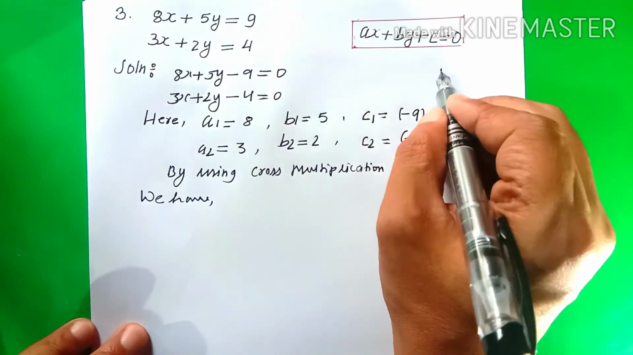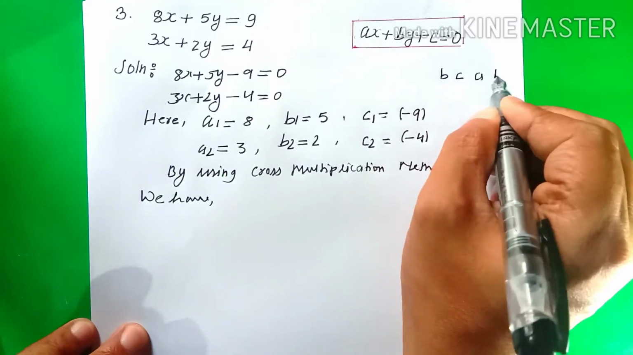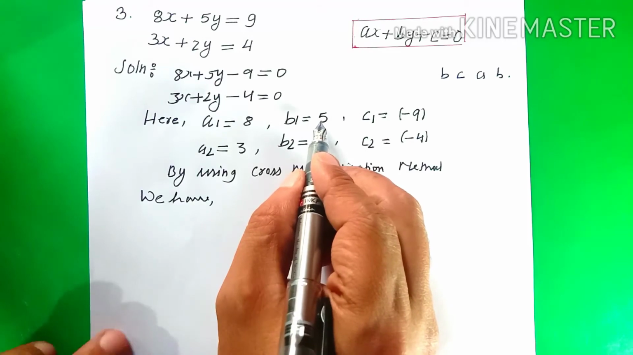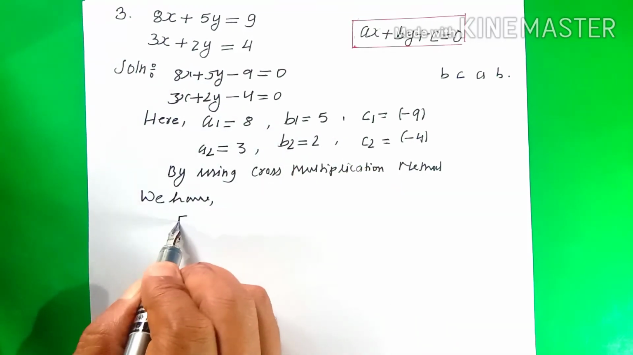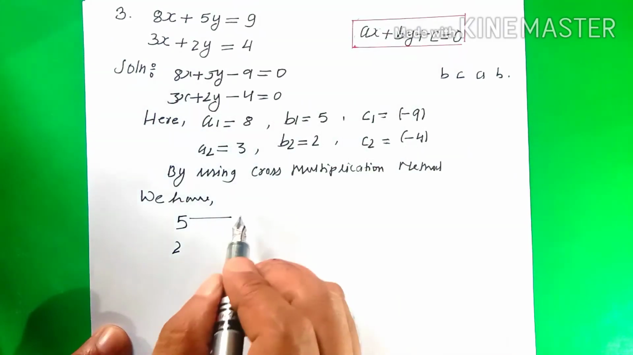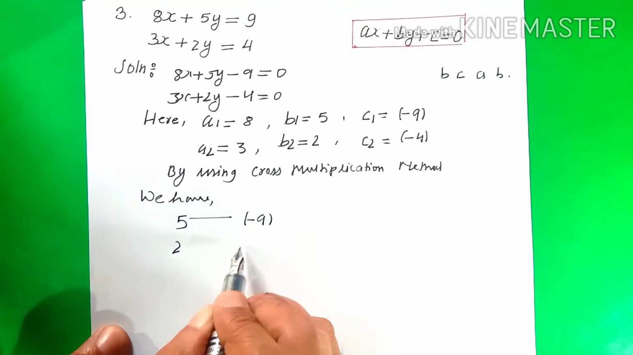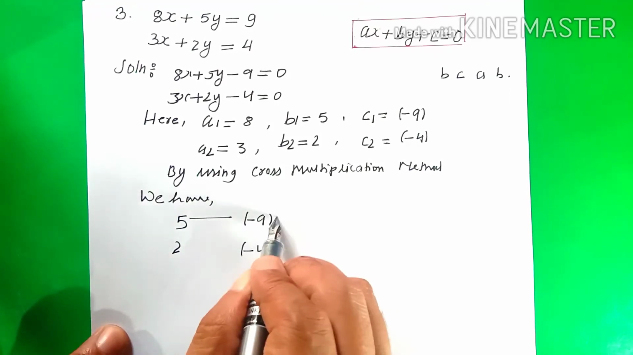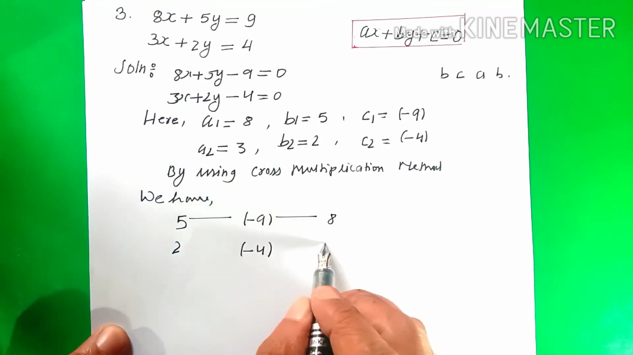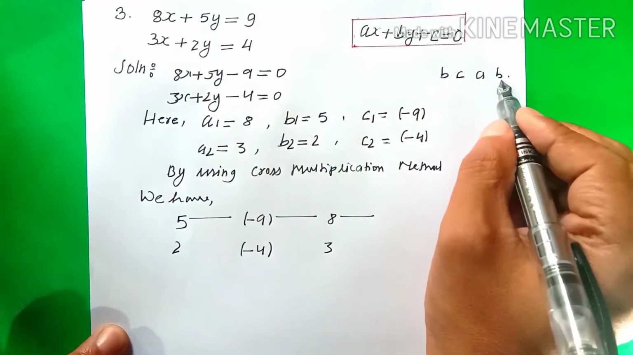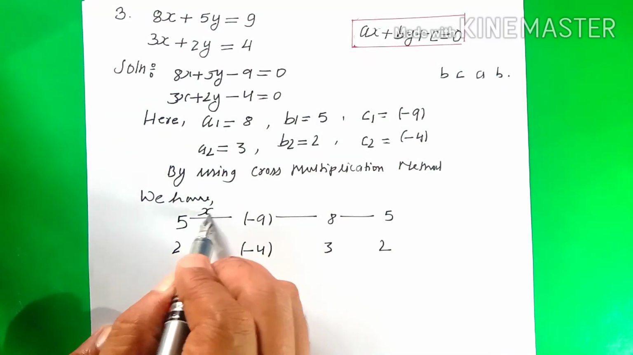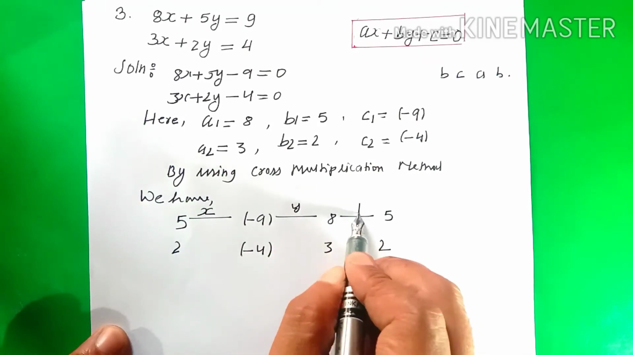You'll have to remember B, C, A, B. First take the values of B, so they are 5, 2. So 5 and 2, keep here space. C, so C means the constant term, minus 9, minus 4. Keep space there. A, that is 8, 3, followed by B, which is again 5, 2. So here filled with x, y and 1.